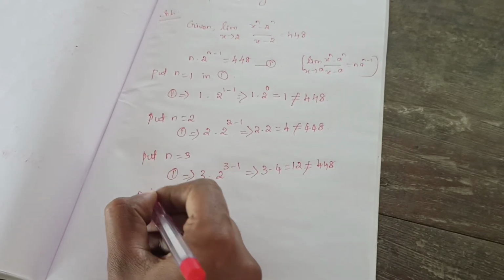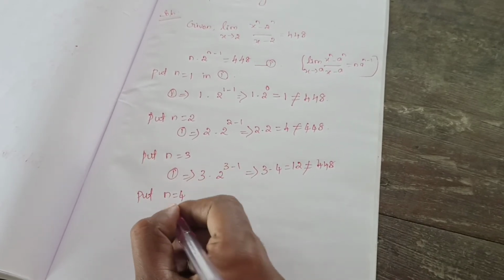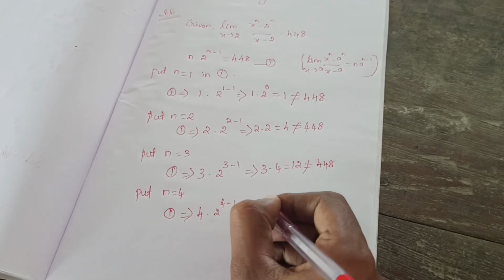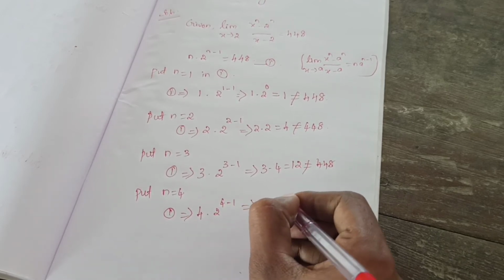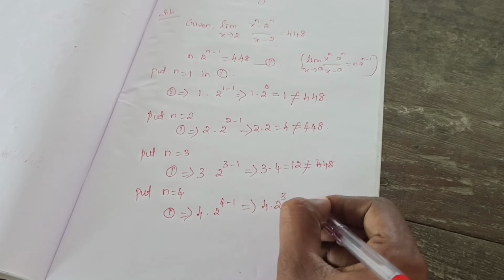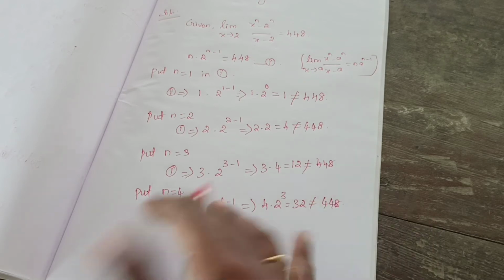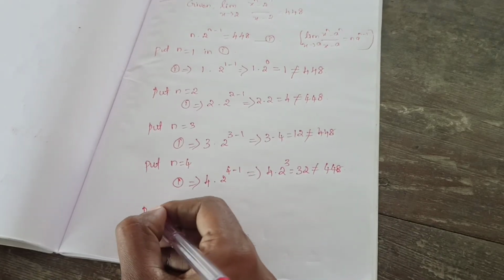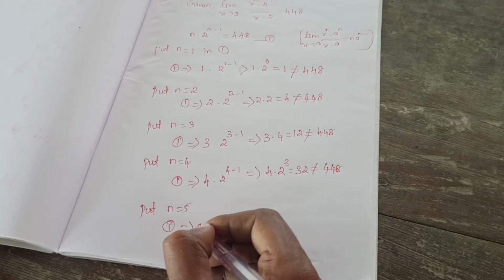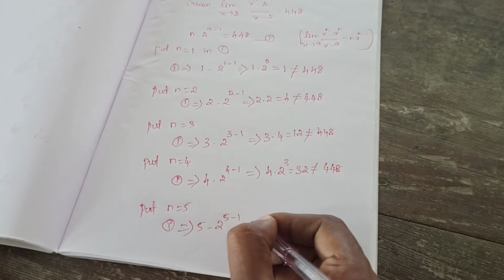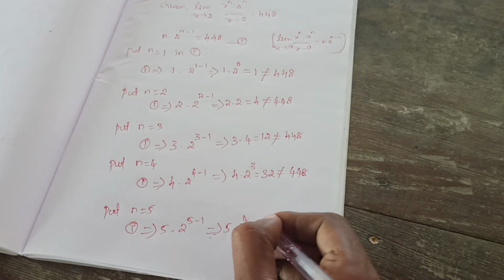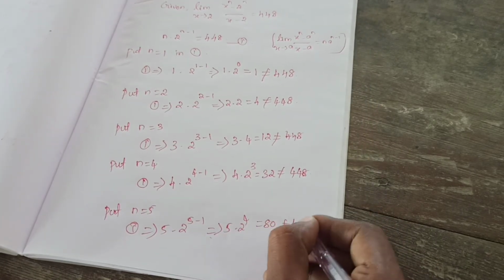Then put n equal to 4. Equation 1 implies 4 into 2 power 4 minus 1, which implies 4 into 2 power 3. So 4 into 8, what's the value? 32, not equal to 448. Understand? Then next, put n equal to 5. Equation 1 implies 5 into 2 power 5 minus 1, so 5 into 2 power 4. So 5 into 16, that's equal to 80, not equal to 448.